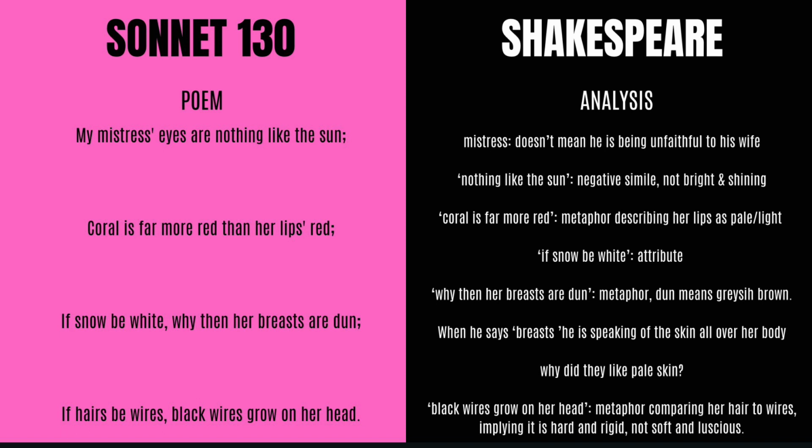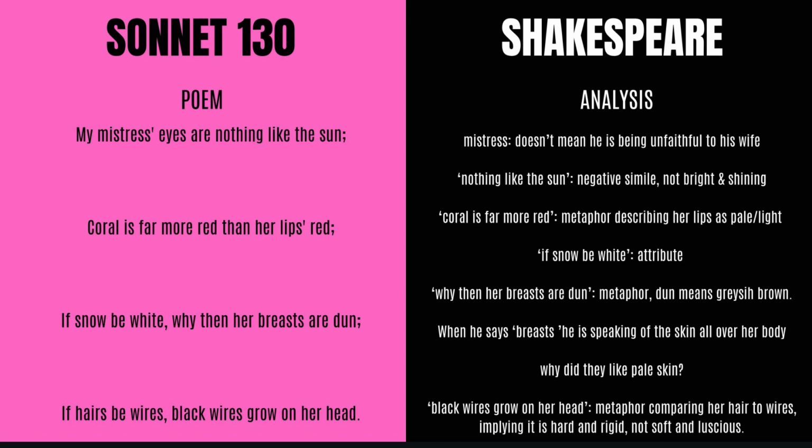So it is saying that if snow is white and all these poets describe their lovers as having snow white skin, why are his lover's breasts a greyish brown color? The word dun means greyish brown, and when he says breasts, he is just referring to her skin color in general, so the skin all over her body, not just that specific area.